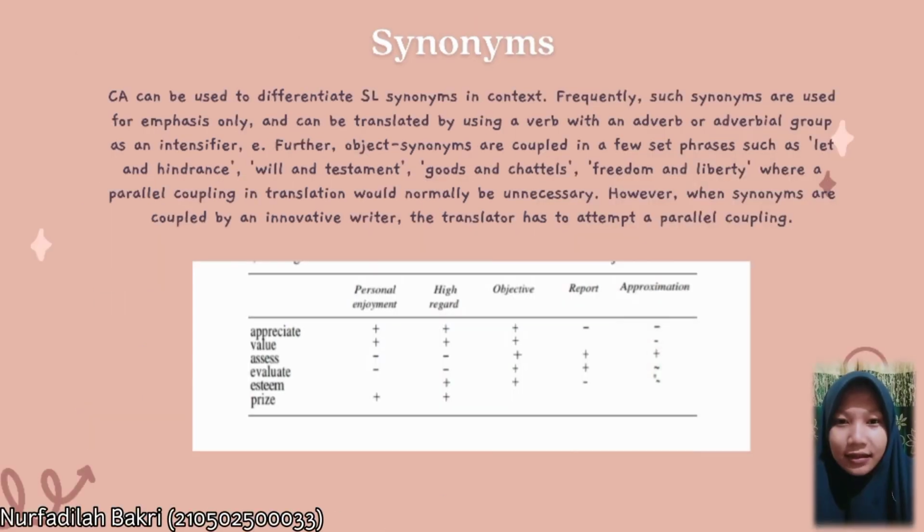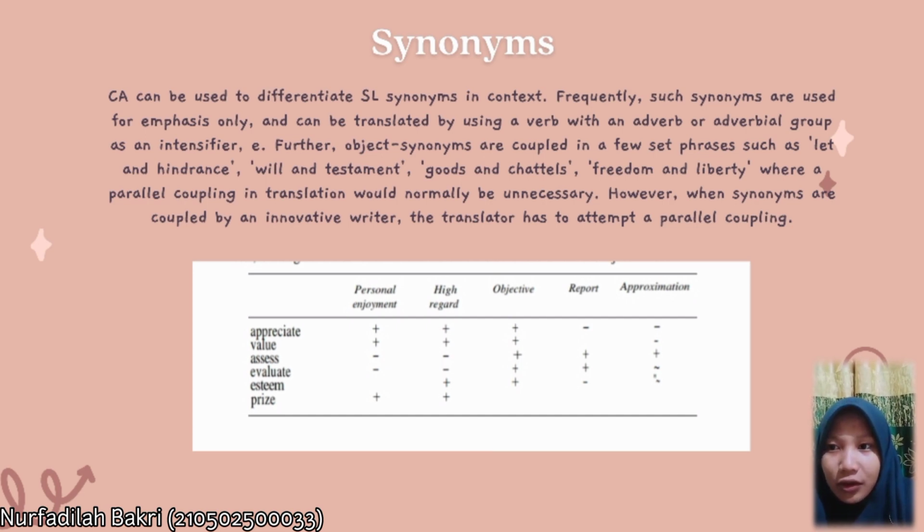Okay guys, let me explain about synonyms and sets and series. Synonyms. CA can be used to differentiate SL synonyms in context. Frequently, such synonyms are used for emphasis only and can be translated by using a verb with an adverb or adverbial group as an inversion.